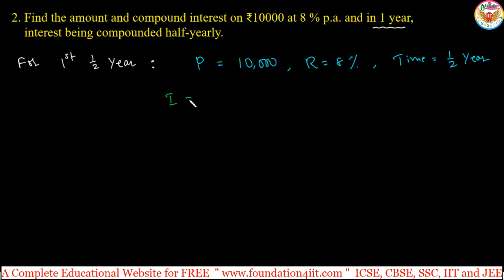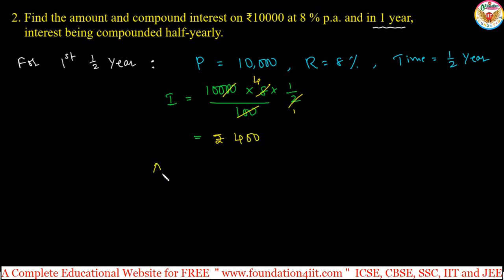So I is equal to principal times rate times time by 100. So 10,000 into 8 into 1/2 by 100. This we can simplify. So 100 into 8, 2 ones are 2, 4s are 8. 100 into 4 is rupees 400. Just normal calculation. So interest is 400.